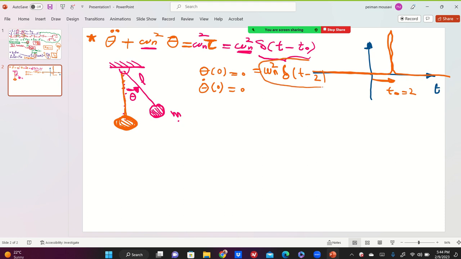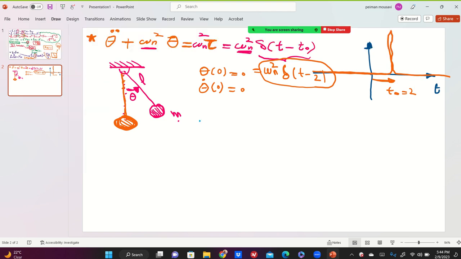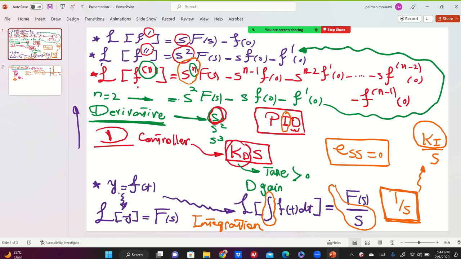Because when I go to MATLAB, I'm going to show you that when I'm applying impulse, when I get the answer, you see what's going to happen. Now I'm solving this for the block diagram. I'm solving this part only. But you know the nature of the thing that I'm applying is a delayed impulse. Based on whatever we have here, guys, f double prime is s squared F of s minus s f0 minus f prime 0, meaning angle at 0 and angular velocity 0.